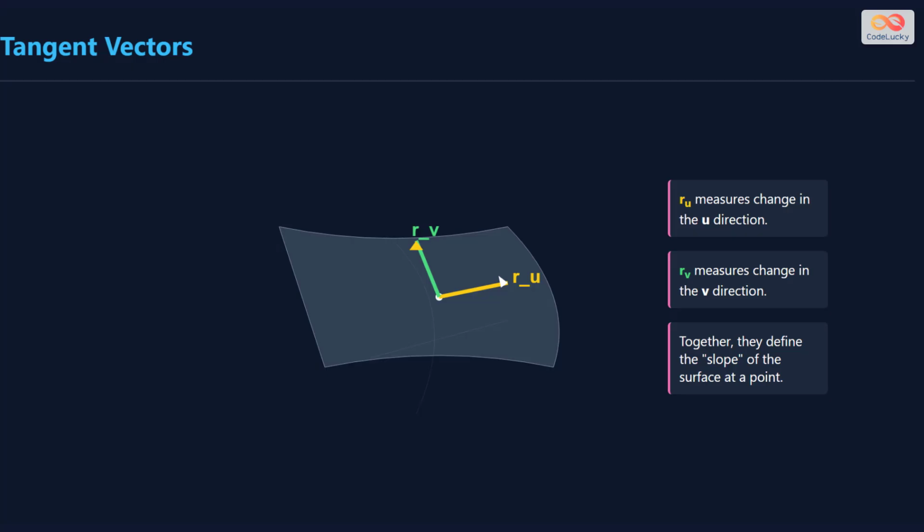Now, let's look at a single point on that surface. If we move slightly in the u direction, we trace out a curve. The vector tangent to this curve is called r sub u. Similarly, moving in the v direction gives us a tangent vector called r sub v. These two vectors tell us the direction and steepness of the surface at that exact point.